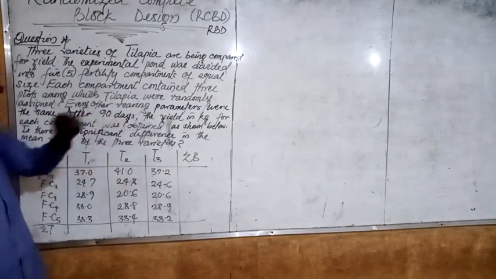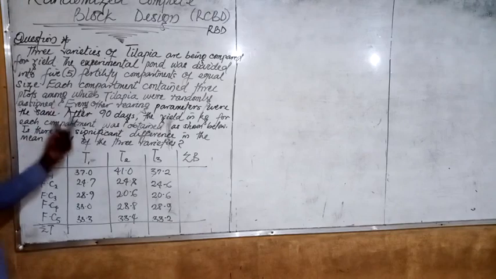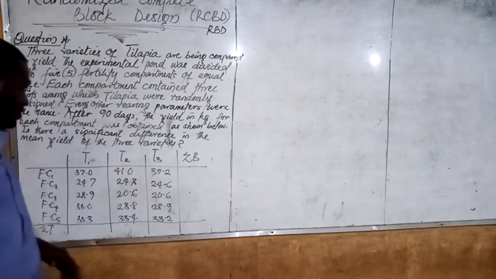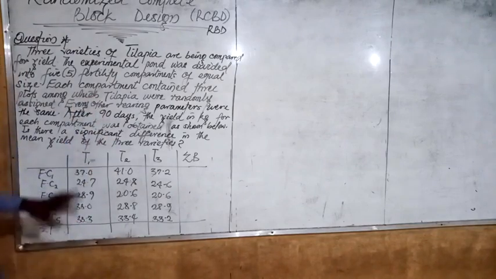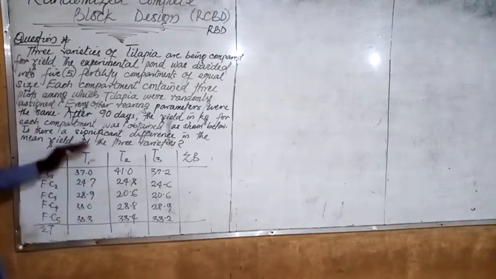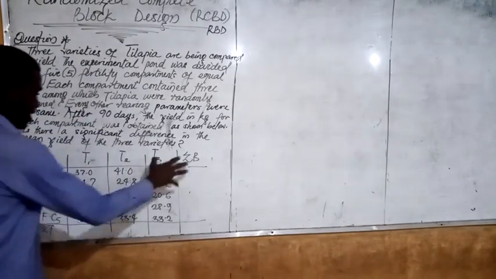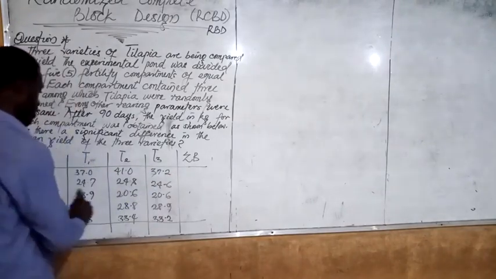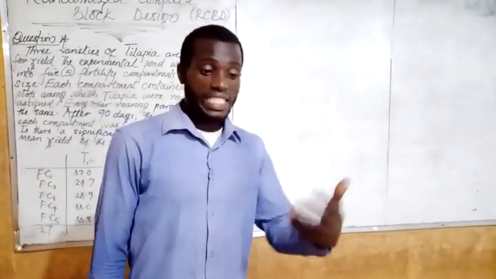After 90 days, the yield in kg for each compartment was obtained as shown below. Now you have to test if there is no difference in the mean yield of the 3 varieties. Okay? So what do you want to do first? I'm going to do the calculation and show you, and then tell you what I did later. So you take the sum of all the treatments and write them here, here, here. And take the sum of all the blocks and write them here. So the sum of the first block is here, the sum of the second block is here, the sum of the third block here. And then you follow the other steps that we have highlighted in CRD.